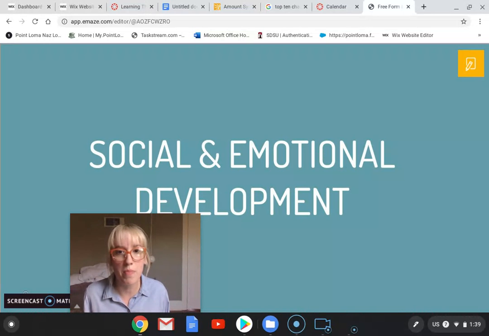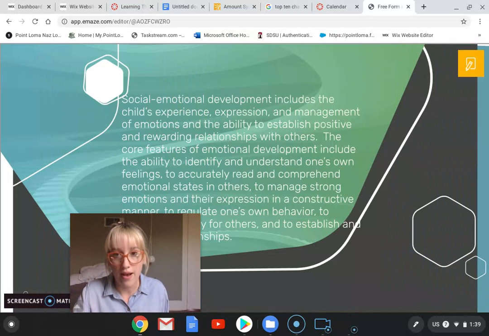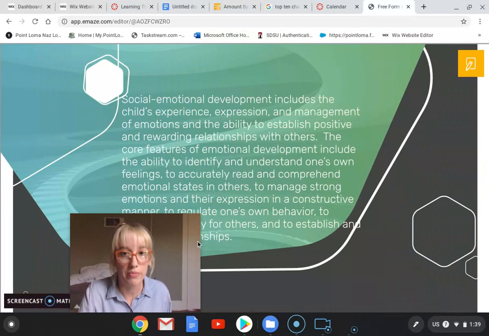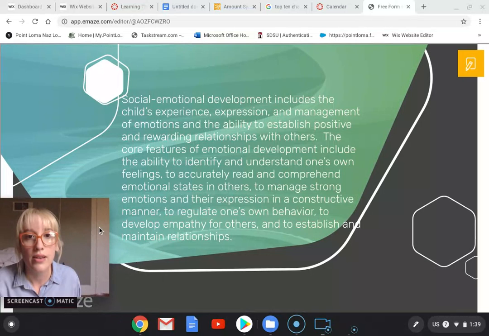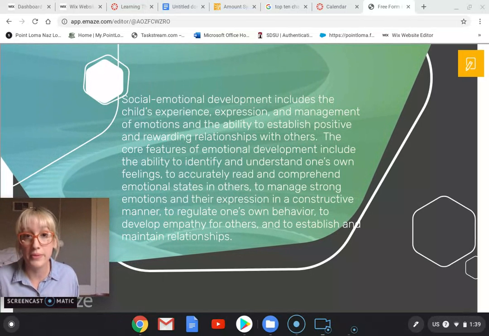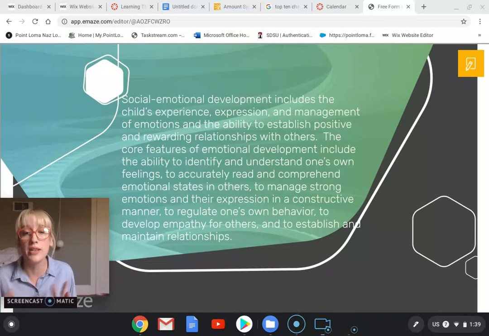is social and emotional development, and just some terms here. Social emotional development includes the child's experiences, expression, and their management of emotions, and the ability to establish positive and rewarding relationships with others. So I'm going to go through some terms that are all included in social developmental theory.